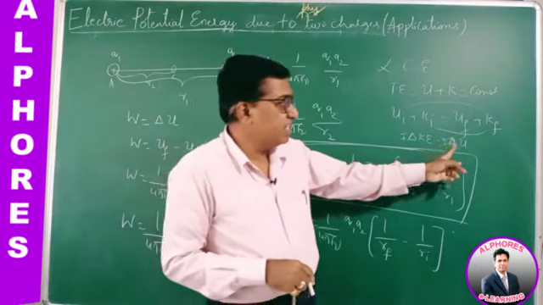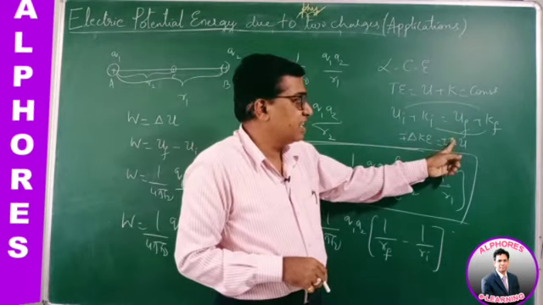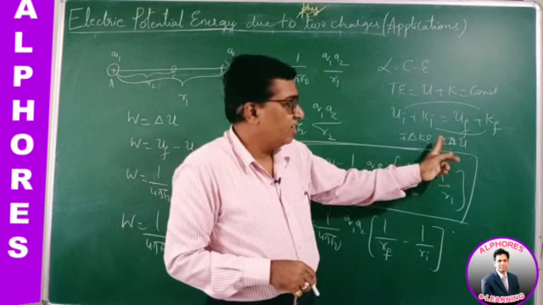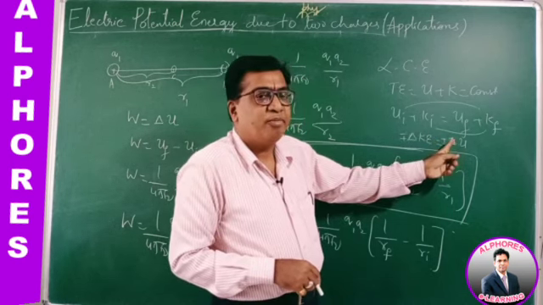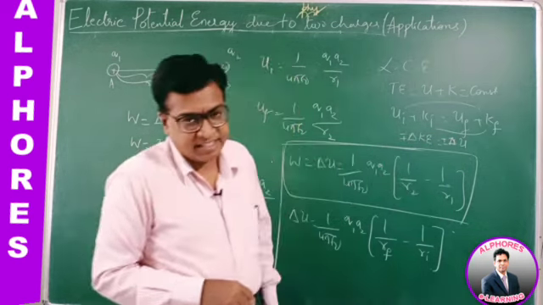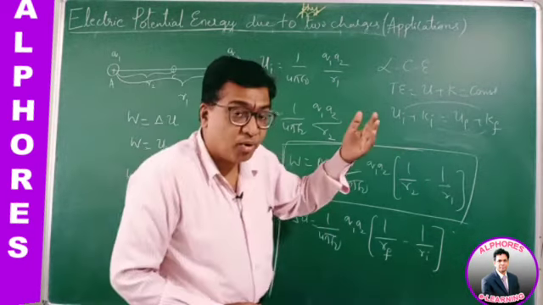Loss in potential energy is gain in kinetic energy, or loss in kinetic energy is gain in potential energy. So the total energy is always a constant. Right? You can apply this to find out the potential energy.